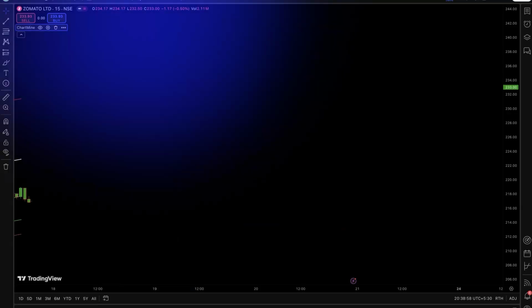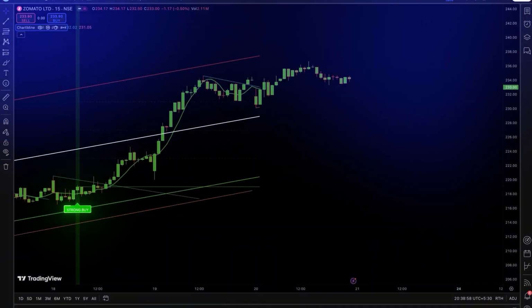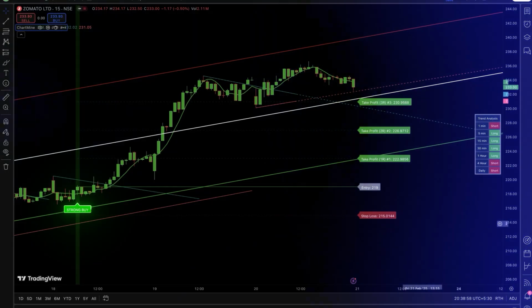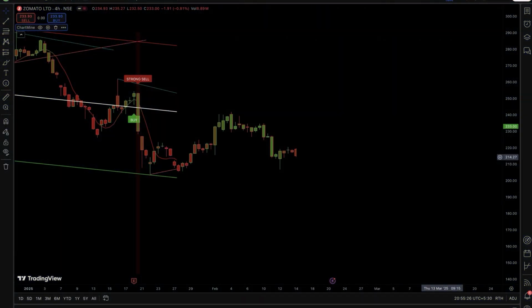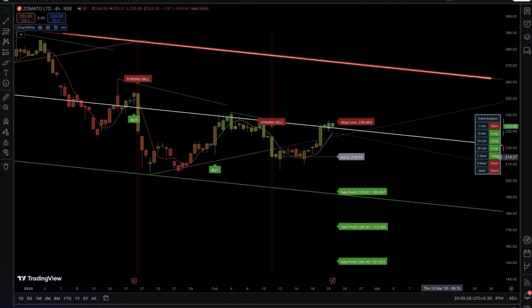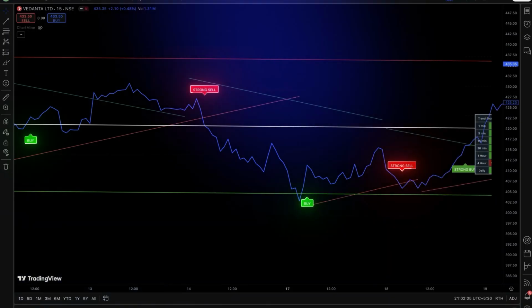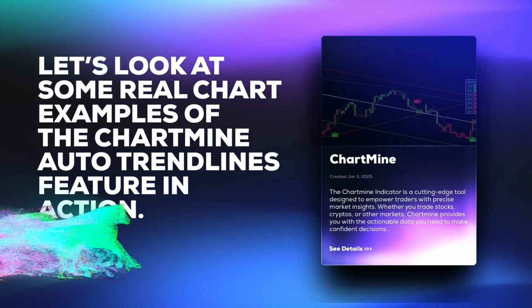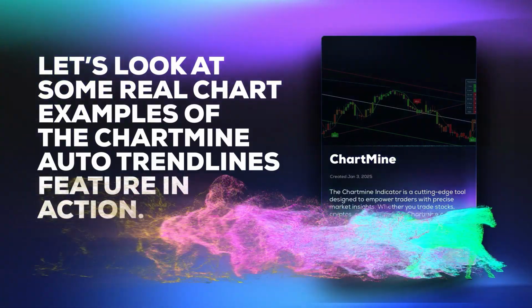For example, a trader using the 15-minute chart might enter a trade based on a short-term trend, but if the 4-hour chart shows strong resistance nearby, it may be best to take quick profits rather than hold for a bigger move. Let's look at some real chart examples of the ChartMine Auto Trendlines feature in action.